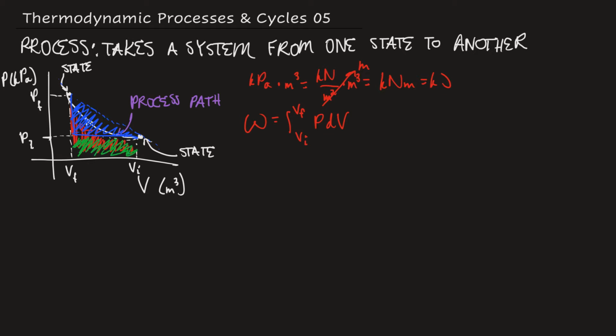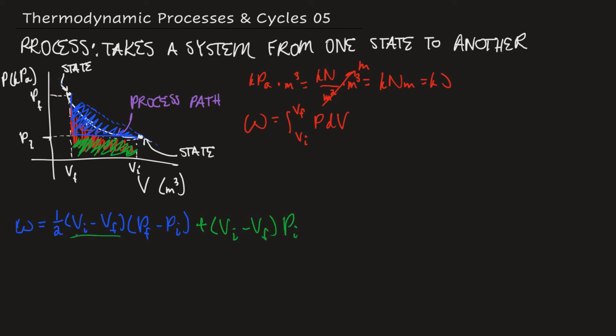So we'll go ahead and get started. The area of this triangle is going to be equal to 1/2 times the base, which is the initial volume minus the final volume, times the height, which is the final pressure minus the initial pressure. And then we want to add the area of the rectangle, which is just going to be the initial volume minus the final volume times the initial pressure.